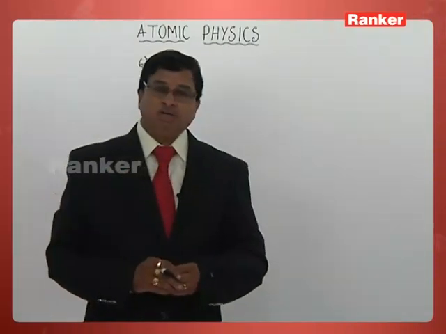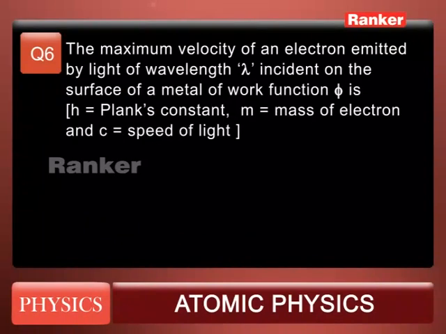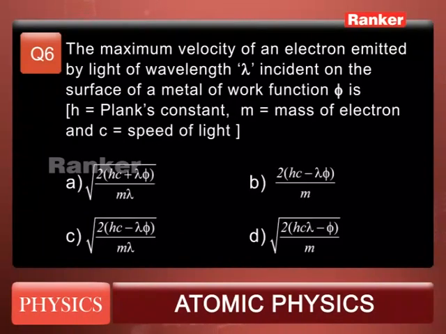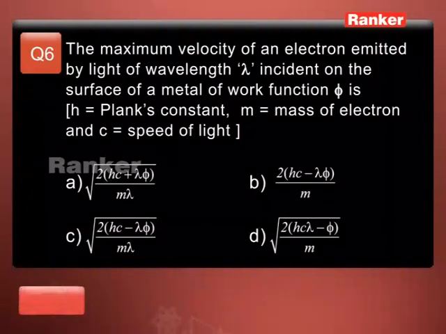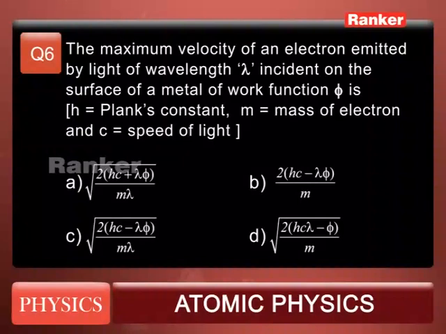The next number, problem 6. The maximum velocity of an electron emitted by light of wavelength lambda incident on the surface of a metal of work function phi is how much? It's just asking you the maximum velocity of an electron emitted by light of wavelength lambda incident on the surface of a metal of work function phi is how much?